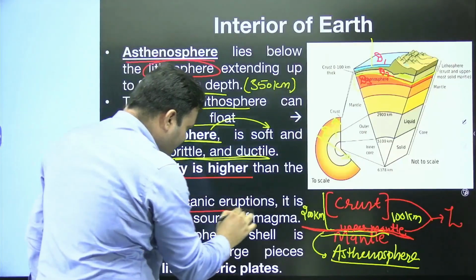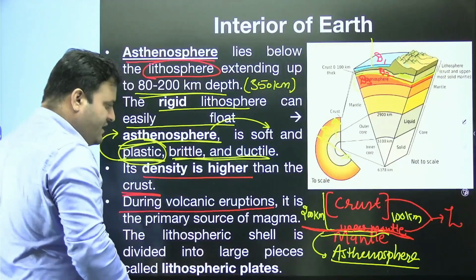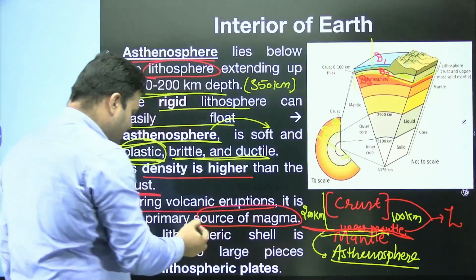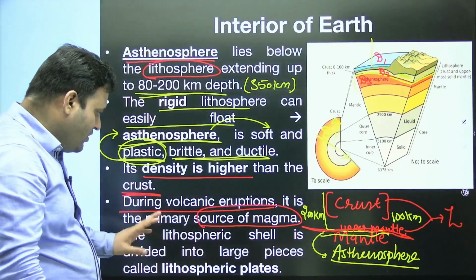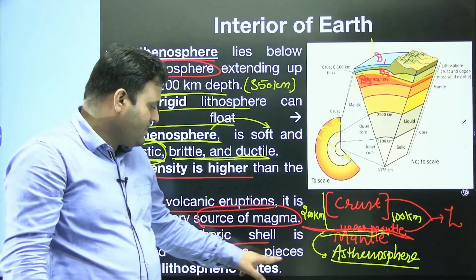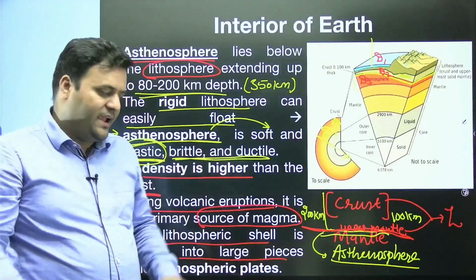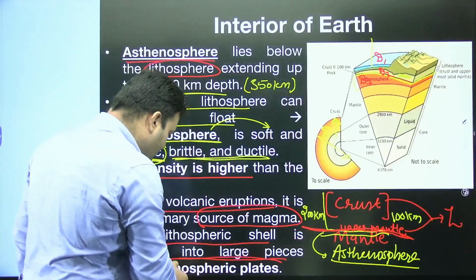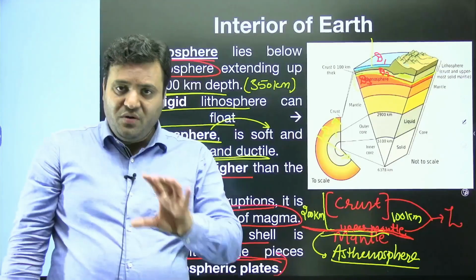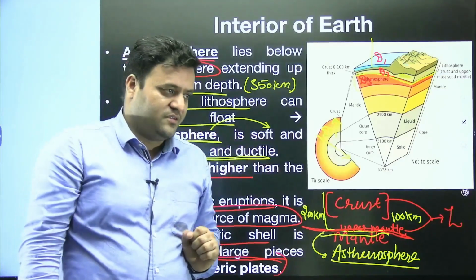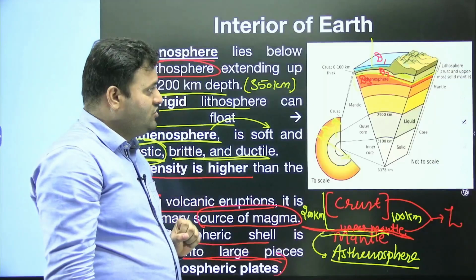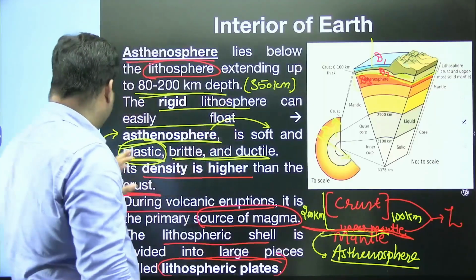During volcanic eruption, this asthenosphere acts like a source of magma. So what we can say is that this lithosphere is actually divided into a number of different plates, which we are referring to as lithospheric plates. And these lithospheric plates keep on floating on asthenosphere. So again, let me summarize it for you.